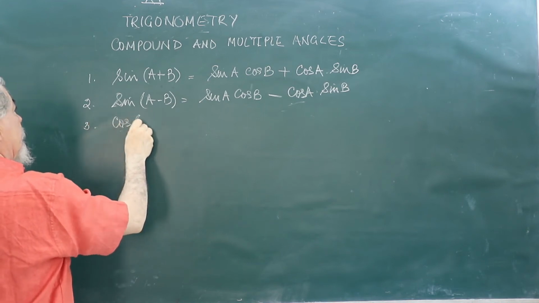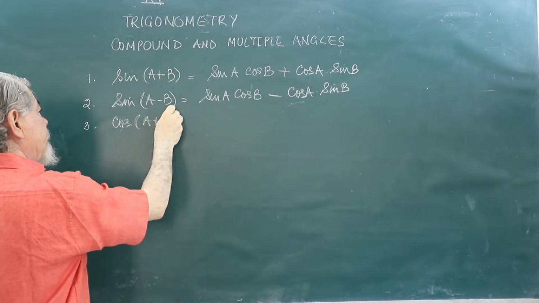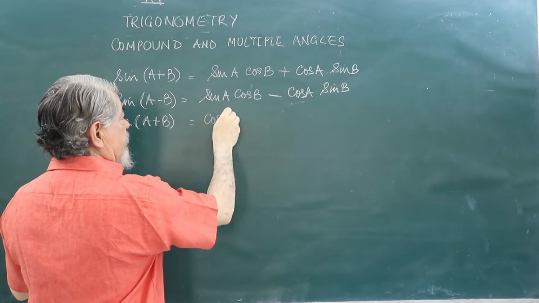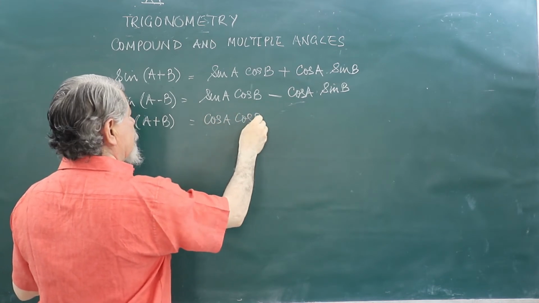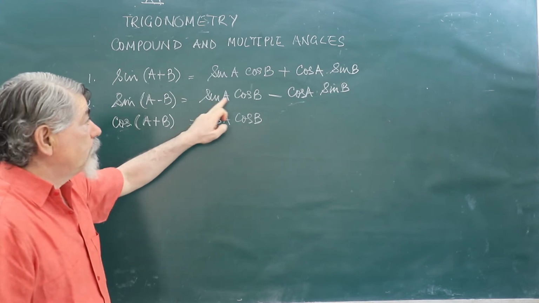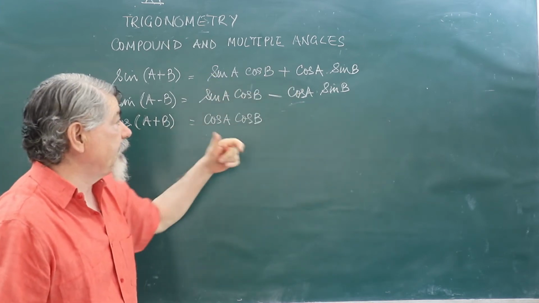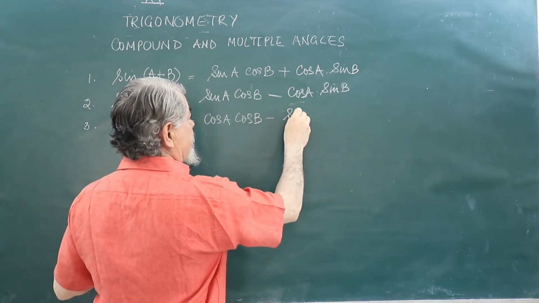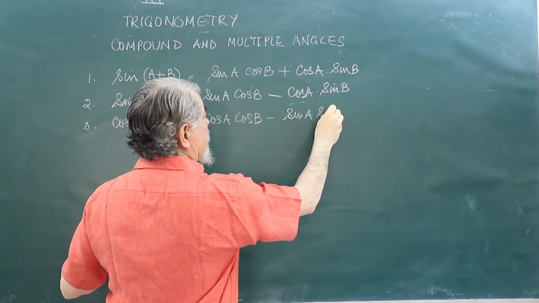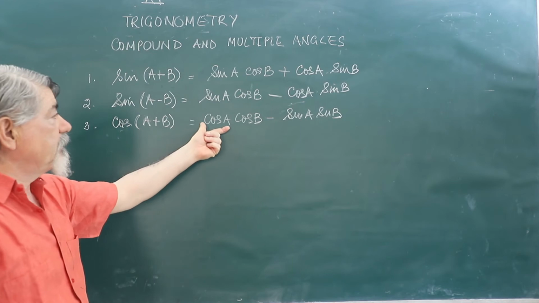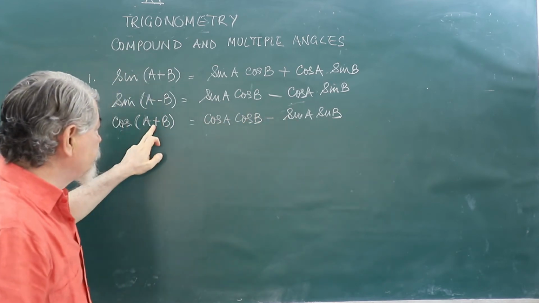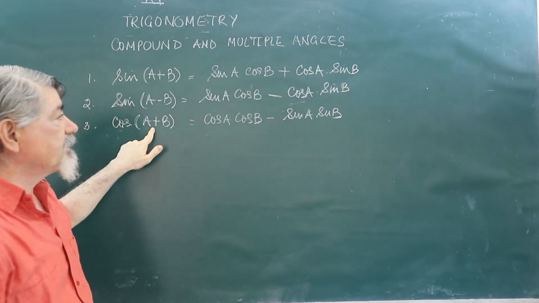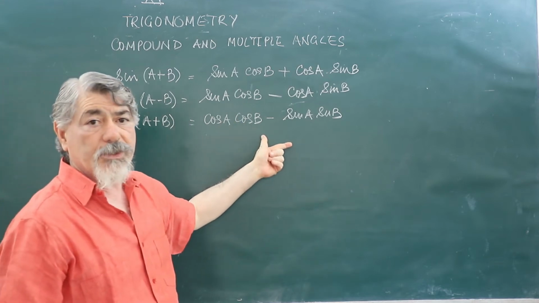Cos A plus B. In cos A plus B, the combination will be cos A cos B. Now here it was sine cos or cos sine, but here both are cos. Cos A cos B minus sine A sine B. Another thing you have to remember is that the combination is cos cos, sine sine, and plus changes to minus. Here plus remains plus, minus remains minus, but in this case the plus changes to minus.